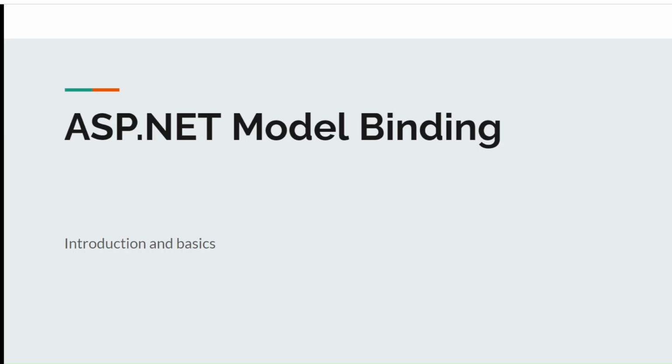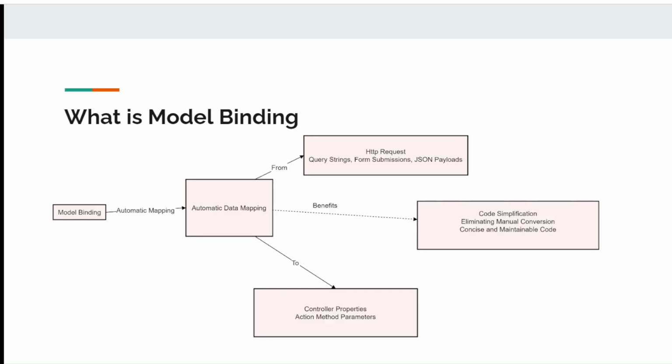This video explains what model binding is, how it works, and how to customize its behavior. Model binding is a mechanism that automatically maps data from various parts of HTTP requests, such as query string, form submissions, or JSON payloads, to the corresponding model objects in the application.